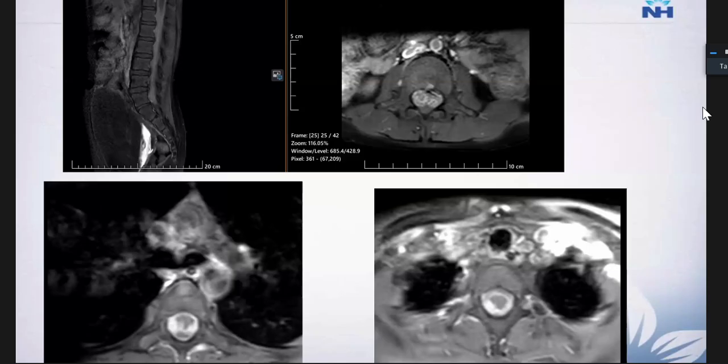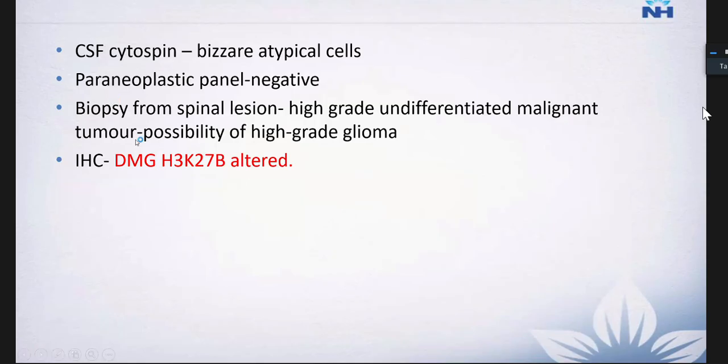The lesions along the surface of the thoracic spinal cord and along the leptomeninges of the spinal cord looked much more mass-like, and they were the ones which could be easily accessed. So this region was targeted and the biopsy was taken from that area, and it revealed a high-grade undifferentiated malignant tumor, possibly a high-grade glioma. After IHC workup, it came out to be a diffuse midline glioma, H3K27M altered.